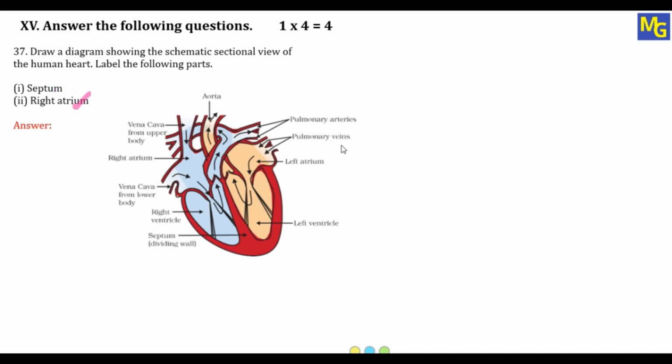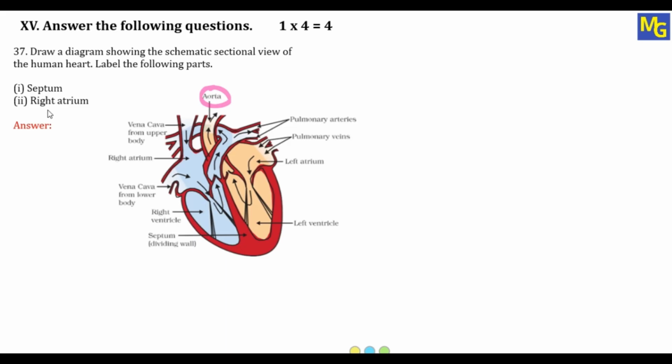So what are the labelings which we have to prepare for the diagram? We have right atrium, left atrium, right ventricle, left ventricle. Then we have vena cava. We have two vena cava: the vena cava from the upper body is called superior vena cava, and the vena cava from the lower body is called inferior vena cava. The separation between the left and right part of the heart is called septum. Then we have pulmonary vein, pulmonary artery and aorta. So these all are the labelings of this diagram.